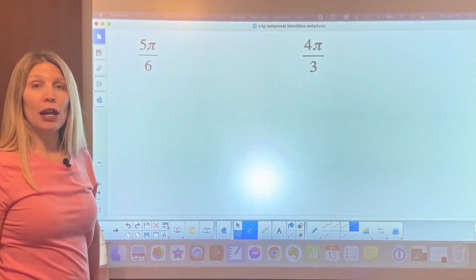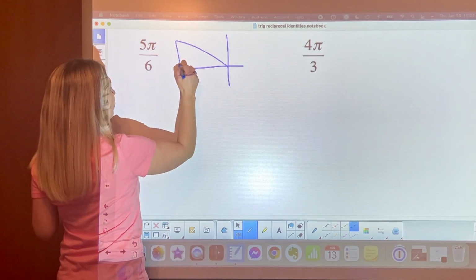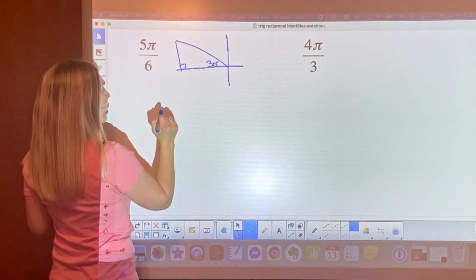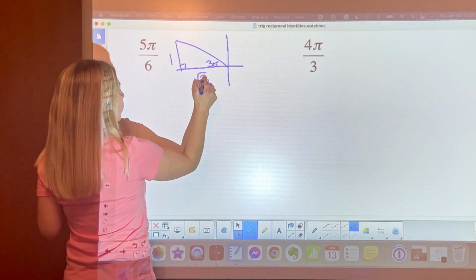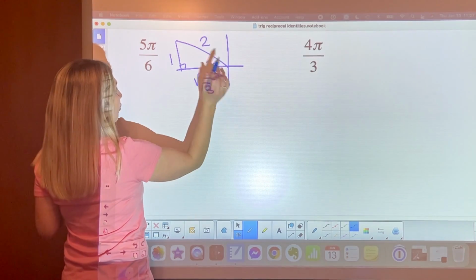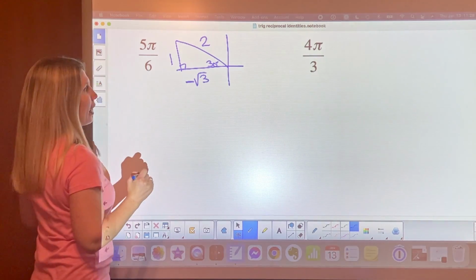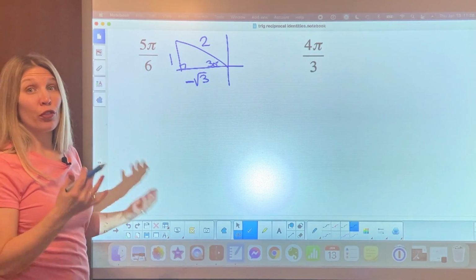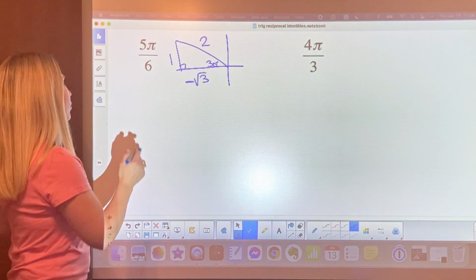Now let's try one in the pi over 6 family. 5 pi over 6 is over here in quadrant 2. So we have 30 degrees in the corner. And our ratios are 1, square root of 3, and 2. However, remember, we're to the left of the origin, which means this guy has to be negative, okay? Sometimes that's the biggest mistake, forgetting where you're at on the xy plane, and you have to remember that negative sign.